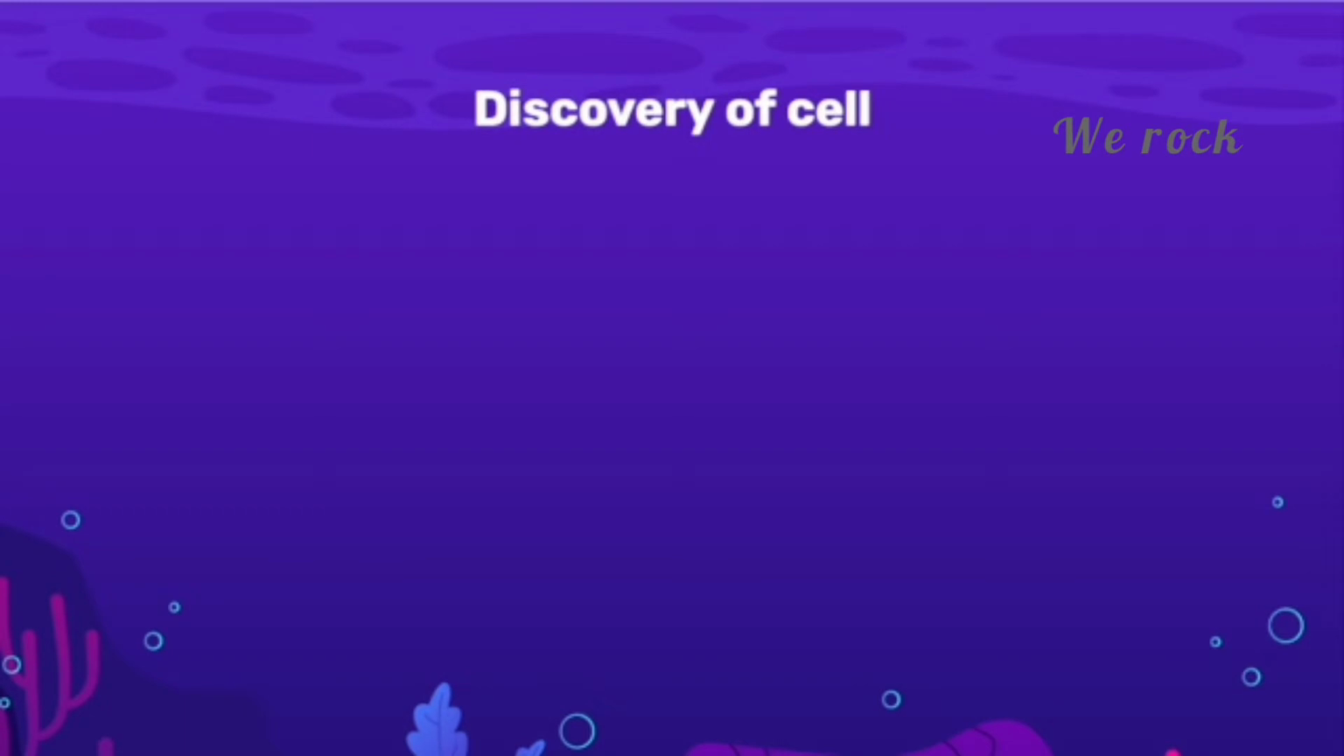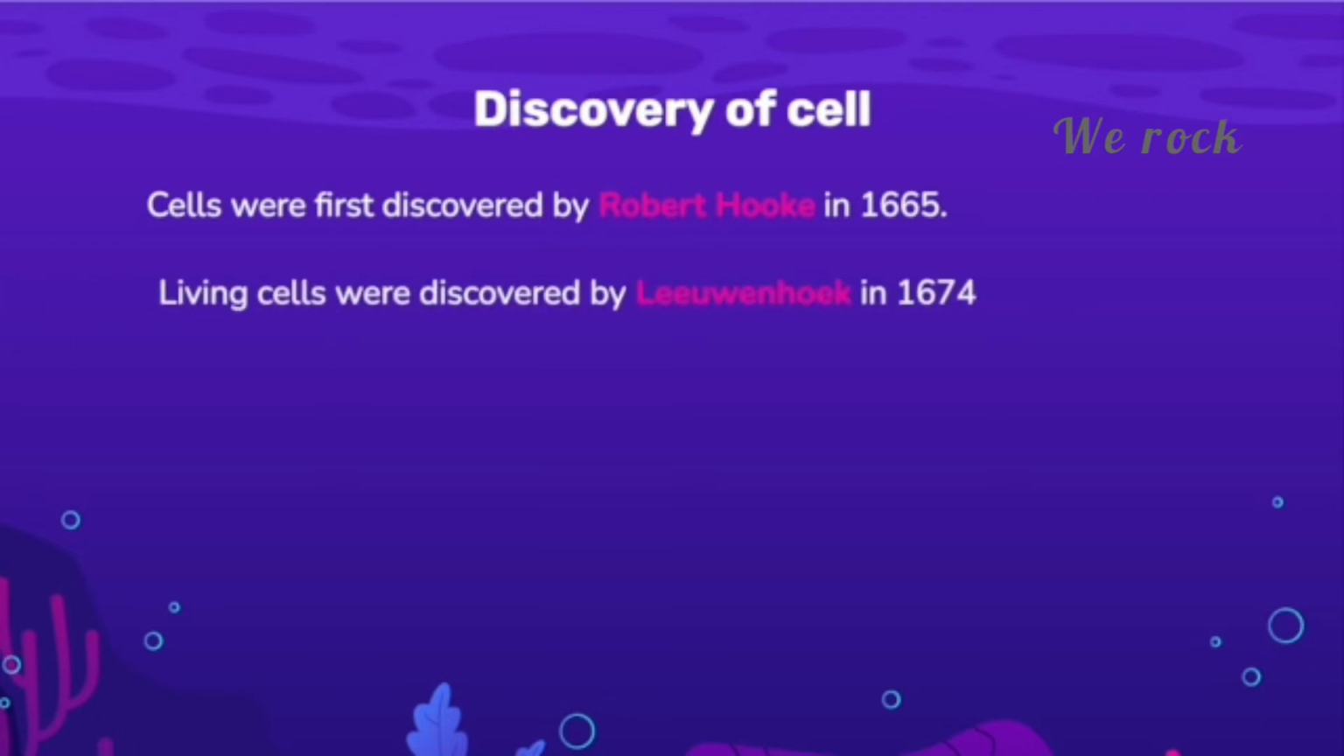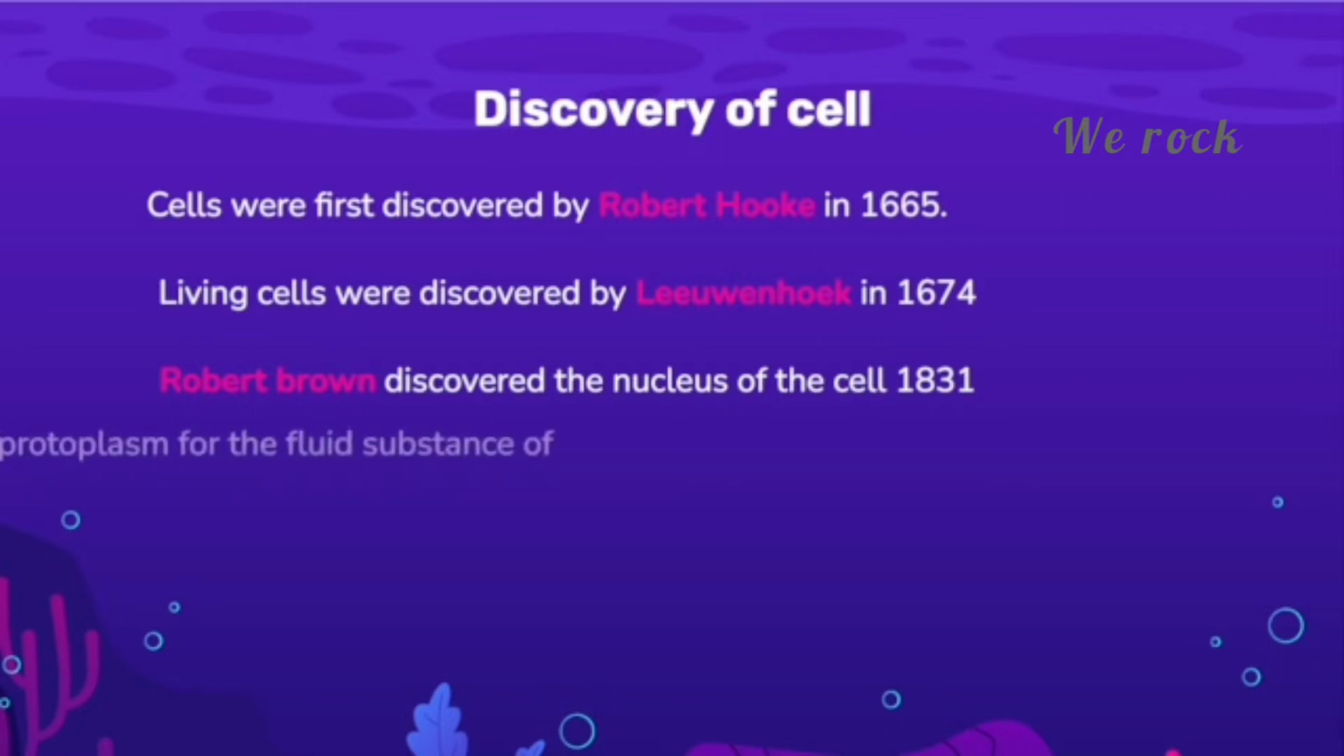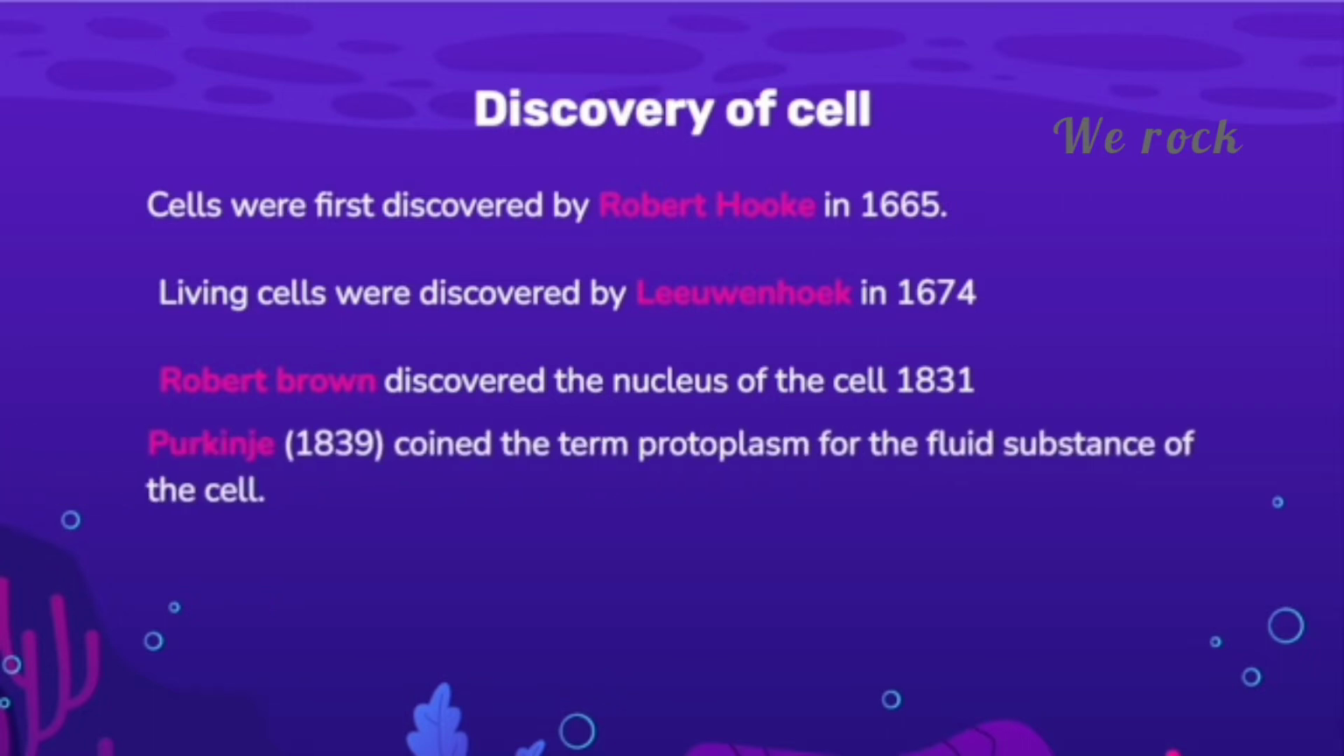Discovery of cell. Cells were first discovered by Robert Hooke in the year 1665. Living cells were discovered by Leeuwenhoek in 1674. Robert Brown discovered the nucleus of the cell in the year 1831. Purkinje coined the term protoplasm for the fluid substance of the cell in the year 1839.